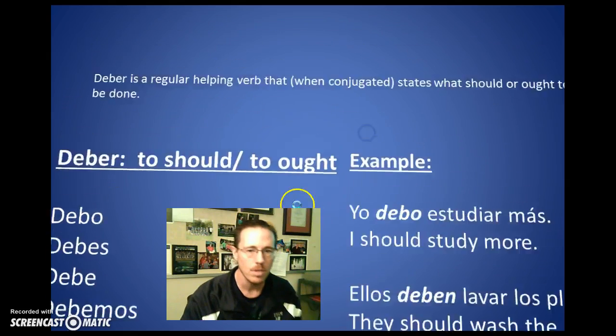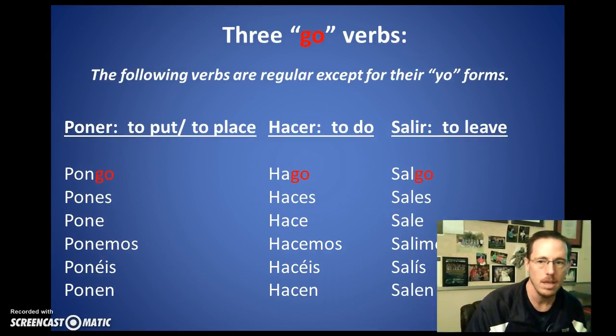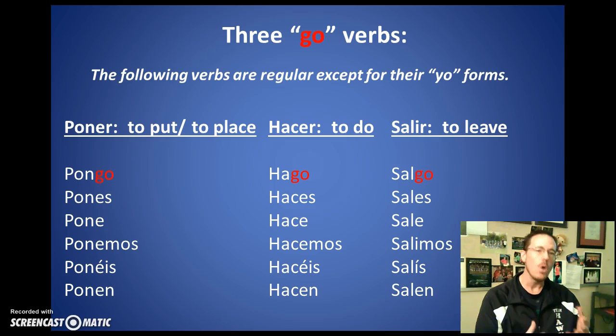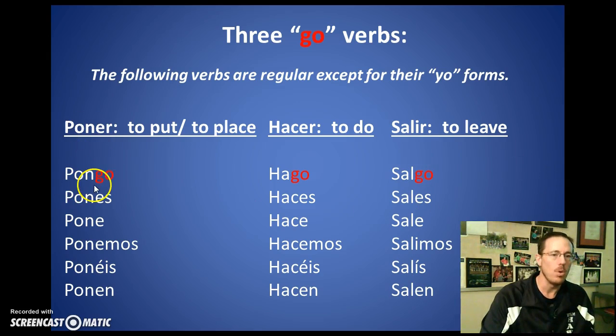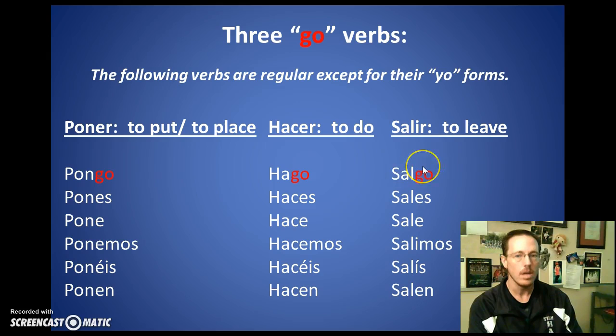Okay, la próxima, next item. So, the go verbs. These are pretty much just like any other regular ER or IR verb. It's just that in the yo form, they have this go ending to it that's a little bit different. Normally, the yo form of poner would be pono. The yo form of hacer would be haco. And the yo form of salir would be salo. But because these are go verbs and they're just slightly different, you have pongo, hago, and salgo.